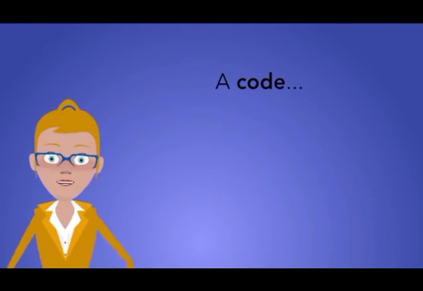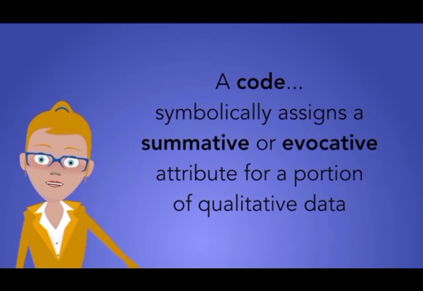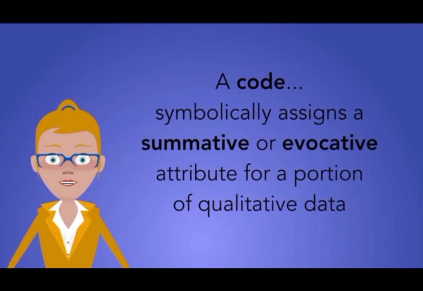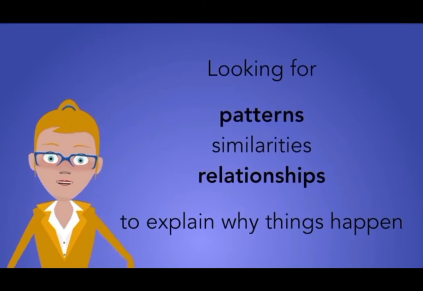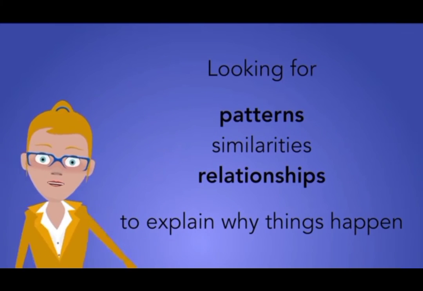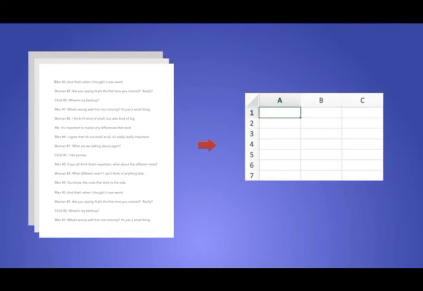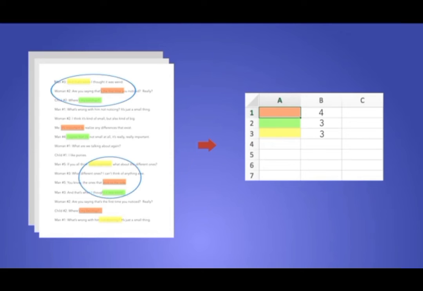So what is a code? Paraphrasing Saldana, a code symbolically assigns a summative or evocative attribute for a portion of qualitative data. You're doing research to understand why things happen, what the relationships between phenomena are. So when you're coding, you're looking at your qualitative information, your data, for patterns of similarity. So once you've done interviews or focus groups or participant observations a number of times, now you're looking across those different experiences for similarities or differences with respect to what people say or what people do.